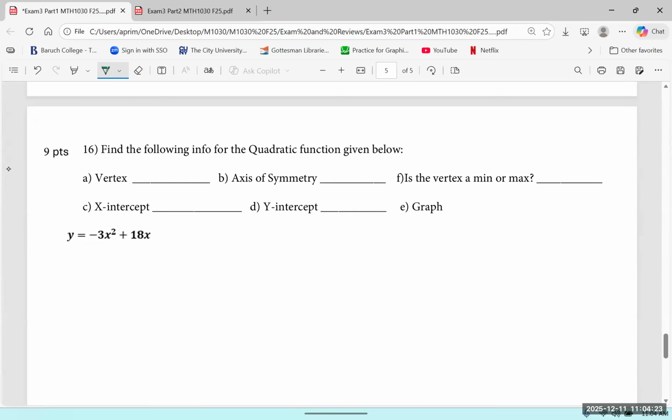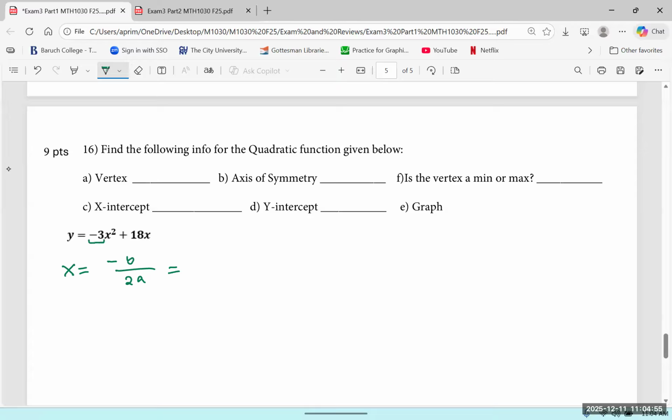Now from here, usually they ask for the vertex only. Usually. But sometimes they ask for everything. And this is a non-calculator, non-multiple choice part. So to find the vertex, what's the formula for the vertex? Negative b over 2a.